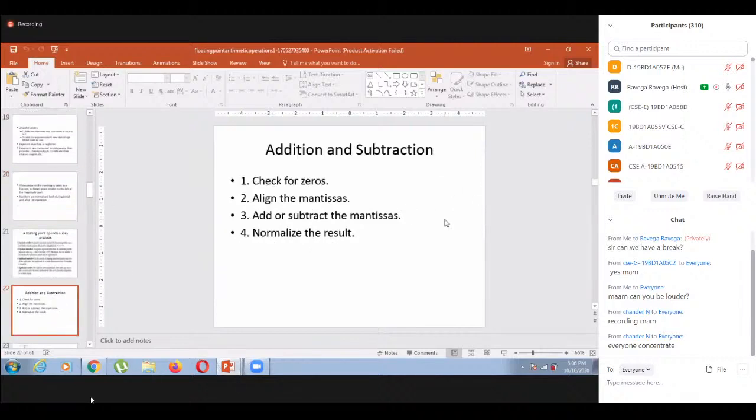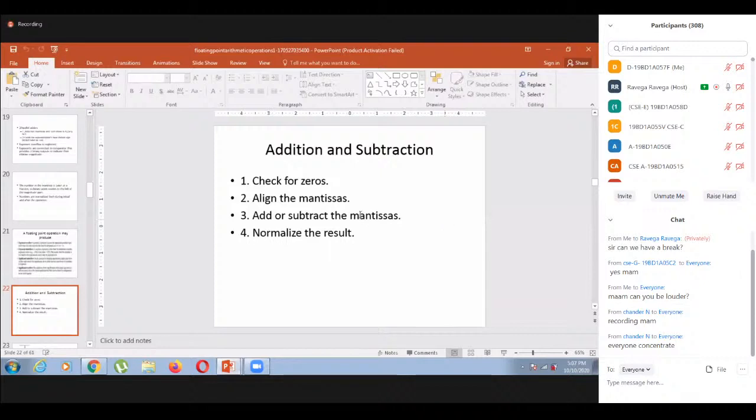Next one, addition and subtraction. So how to perform the addition and subtraction? First, check for the zeros. If the two numbers are zero, the result will be zero, and if any one of the numbers is zero, the remaining number is the result. For example, A and B: if A is equal to 0 and B is equal to 0, the result will be 0. If A is equal to 0, the result will be the B number. If B is 0, the result will be the A number. That is the check for zeros.